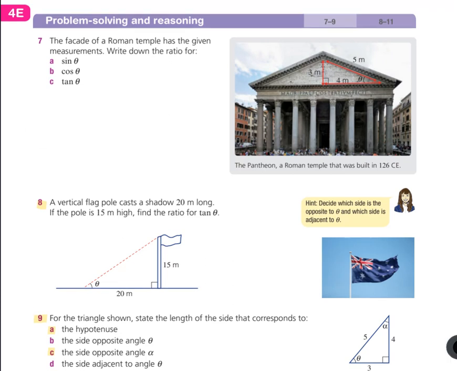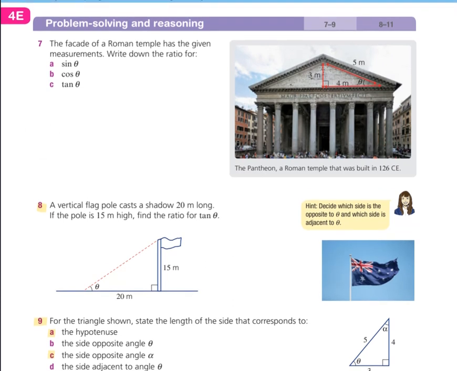Okay. This Roman temple, we need SOHCAHTOA. I'll write it a bit more in full. Sine theta is going to be opposite over hypotenuse, 3 over 5. Cosine theta is going to be adjacent over hypotenuse, 4 over 5. And the last one, tan theta, is going to be opposite over adjacent.